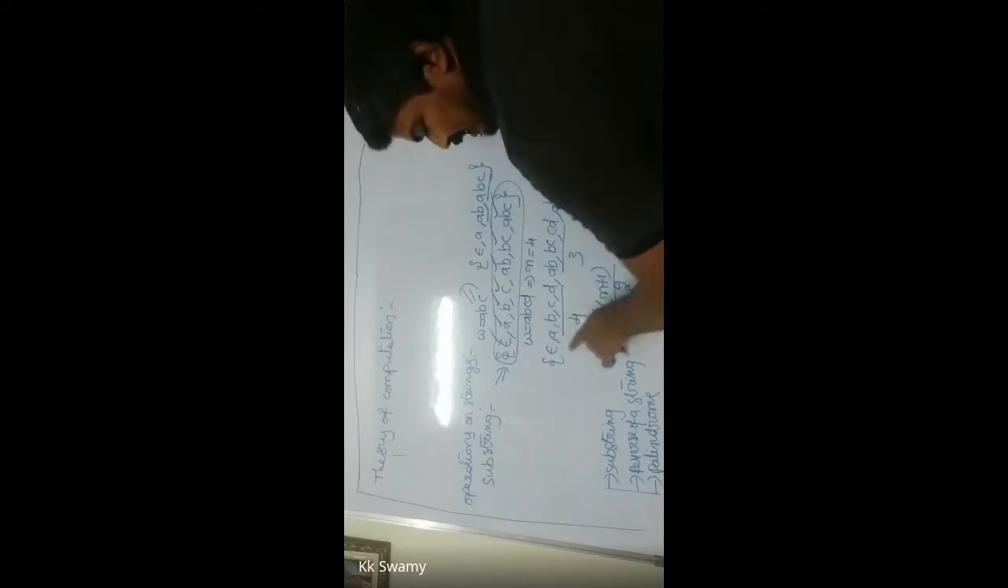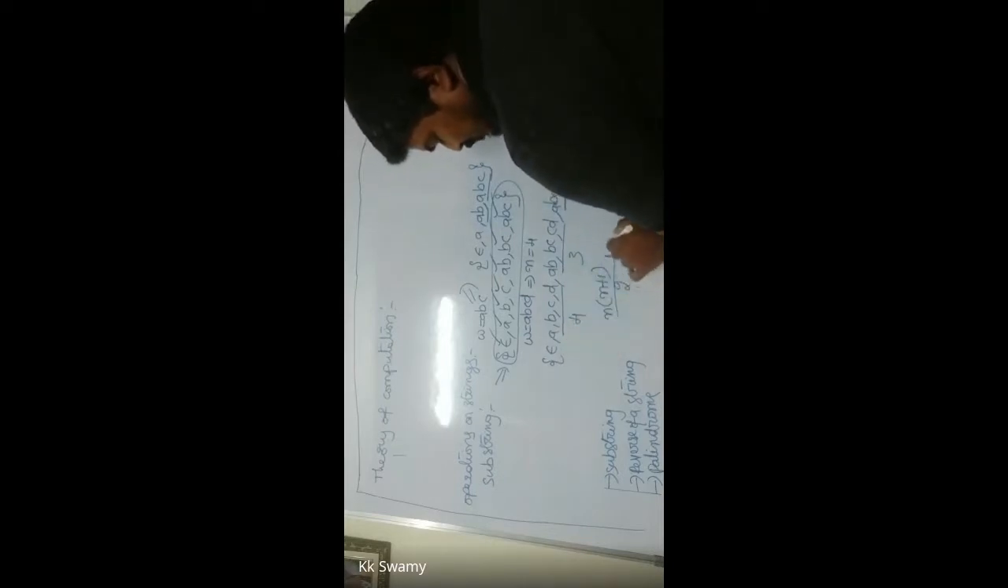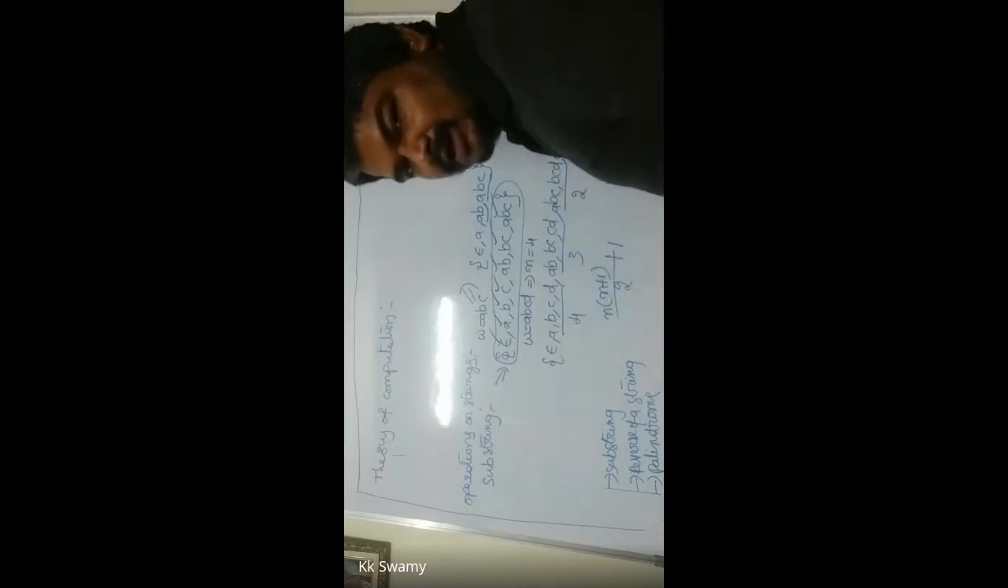N into n plus 1 by 2, plus, along with this we have one more common symbol, called epsilon. Epsilon is represented as the 1. So if the string length is n, how many possible substrings are there? That is n into n plus 1 by 2 plus 1.